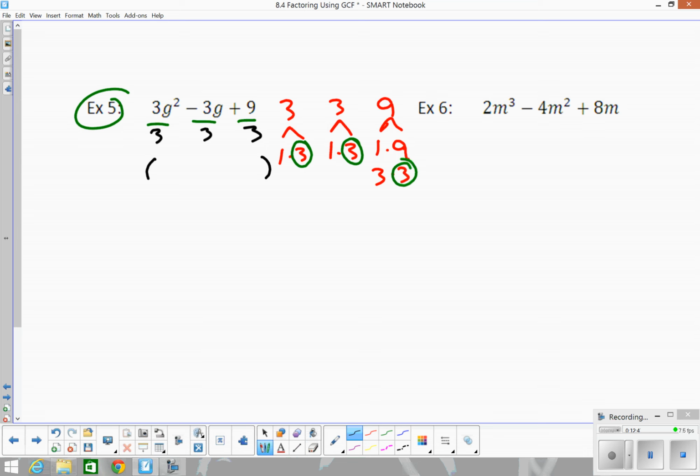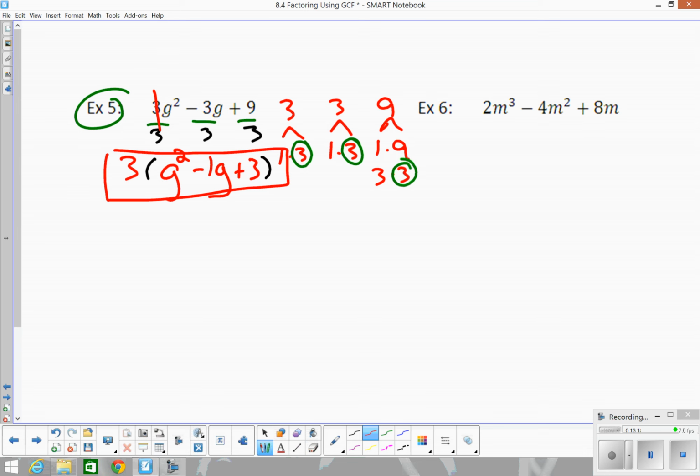So let's go ahead and divide down. When I divide down, I have 3 divided by 3 is 1, and I'm left with g squared. Negative 3, always carry the sign. Negative 3 divided by 3 is negative 1g. Then positive 9 divided by 3 is positive 3. And I'm left with on the outside my GCF, which is 3. So this would be my answer.